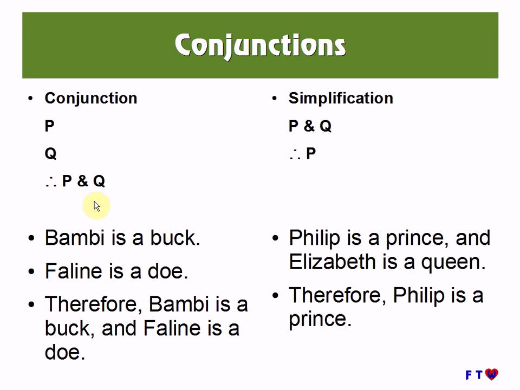Let's look at some examples of these rules. Here, Bambi is a buck, Feline is a doe. Therefore, Bambi is a buck and Feline is a doe. That's an example of the rule of conjunction. As an example of the rule of simplification, we have Philip is a prince and Elizabeth is a queen. Therefore, Philip is a prince.